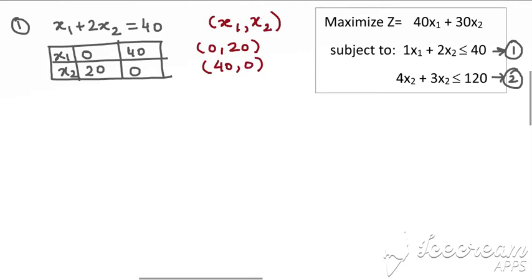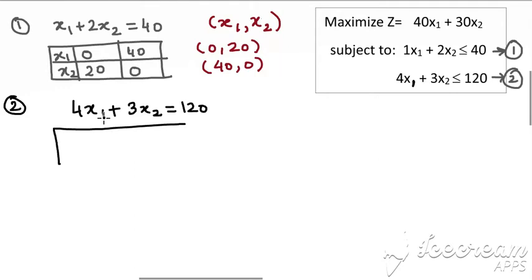In the same way we plot the second constraint as a line. So the second one will give you 4x2 plus, there is a mistake. So I corrected the mistake. It should be 4x1 plus 3x2 is equal to 120. Again we will find 2 points to draw this line by selecting different values of x1 and x2. Let's follow the same way.